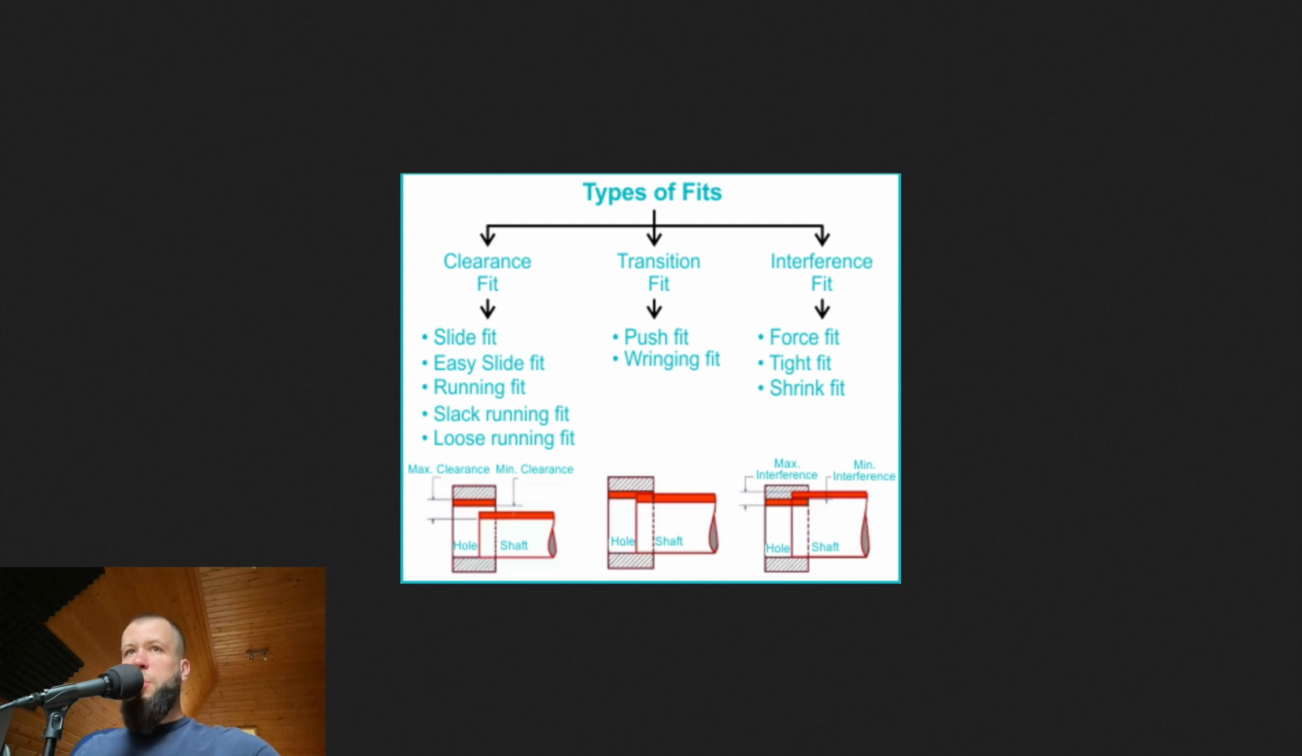The relationship between the elements making up the fit is indicated by the common nominal size, followed by the tolerance class marking for the hole, and the tolerance class marking for the shaft.